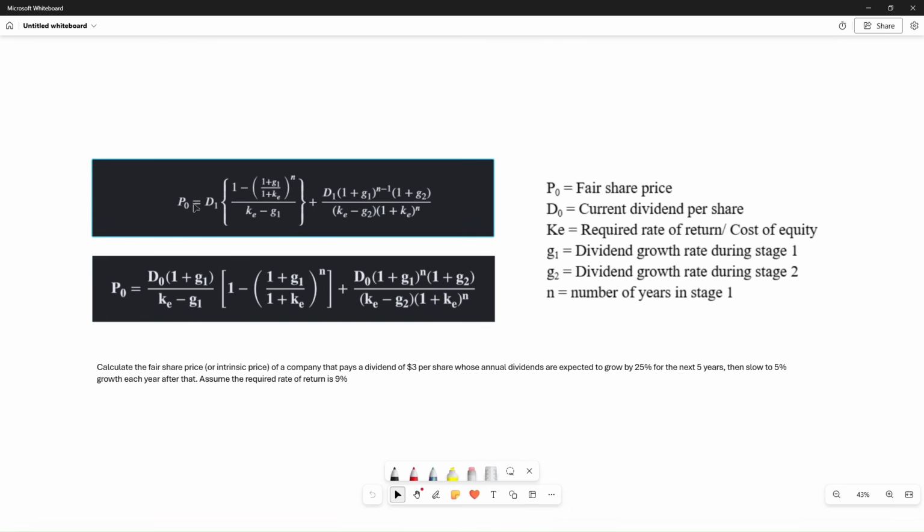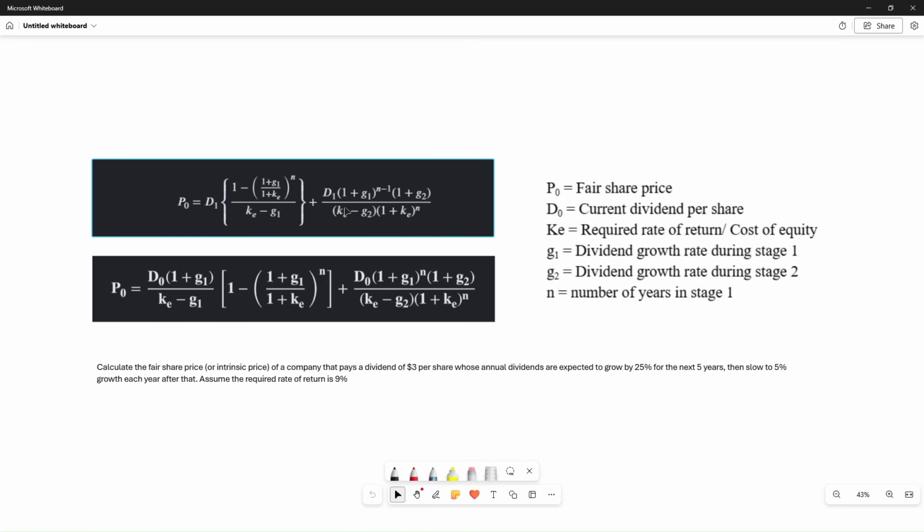So we look at the parameters one by one. We have P0, which is basically the intrinsic value of the stock, or the share price, also referred to as the fair share price, noted here. We have D1, like I explained earlier, and we have D0. Also, we have G1, which is basically the dividend growth rate given during stage 1, like I explained earlier. Then we have G2, which is the dividend growth rate given during stage 2. Then we have KE, which is going to be our cost of equity or our required rate of return.